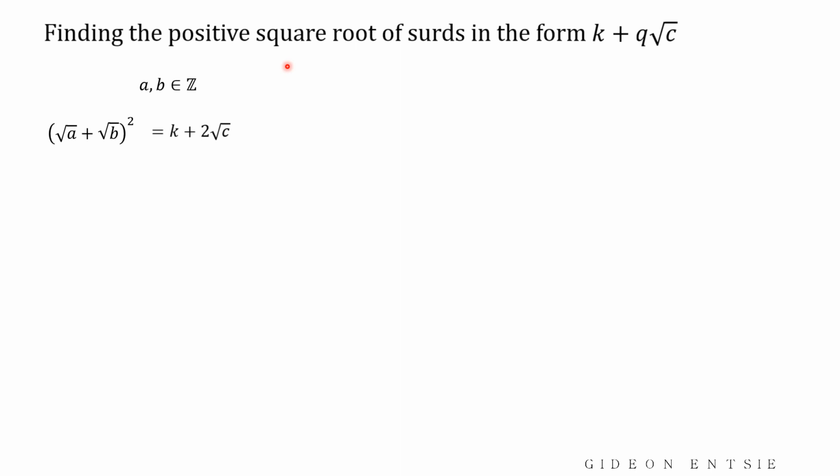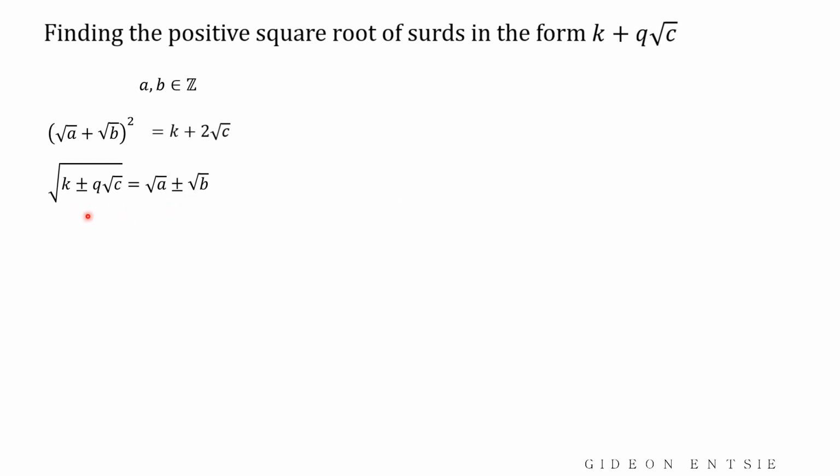Now, taking the positive square root of both sides of the equation, we get the positive square root of k plus 2 square root of c to be square root of a plus square root of b. This implies that the positive square root of surds in the form k plus or minus 2 square root of c is equal to square root of a plus or minus square root of b.